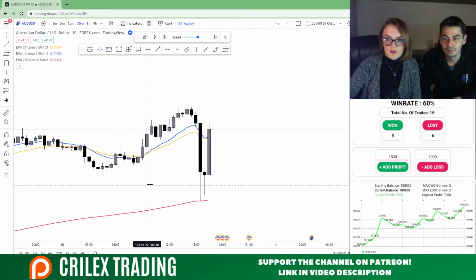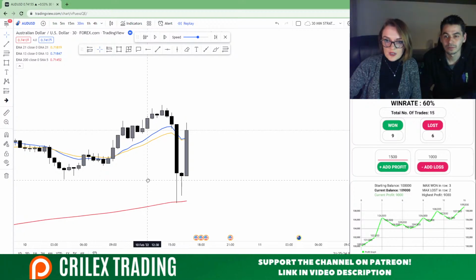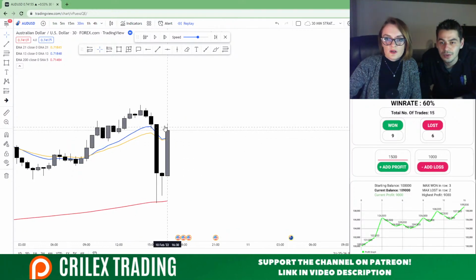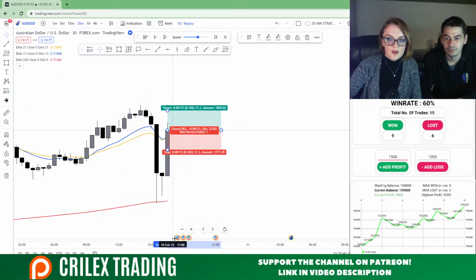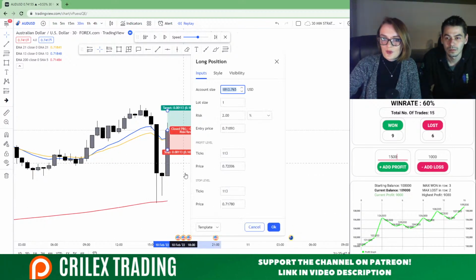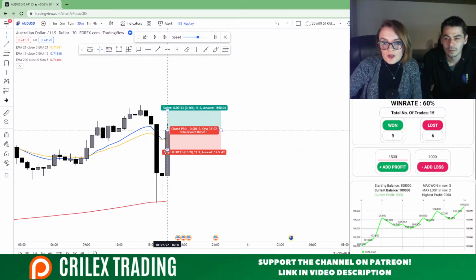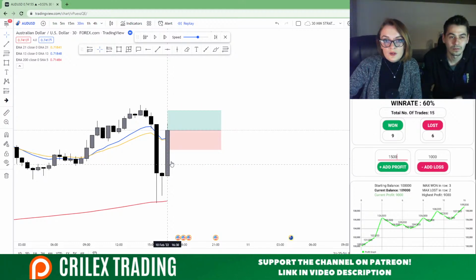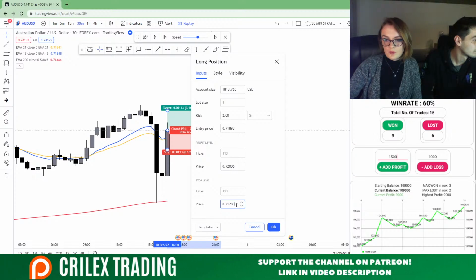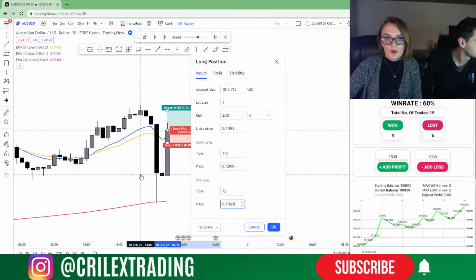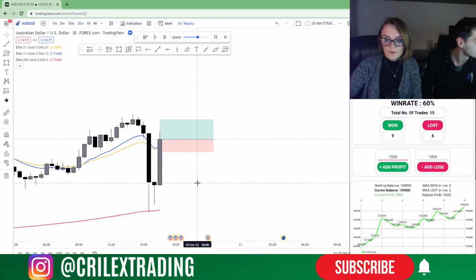All right, so I just scrolled again too fast, but as you can see here, entry, right? Yeah, this is an entry because the cross is still to the upside. I expected the market to be choppy in this news period, so that's why I just scrolled. All right, the stop loss here is 20 points below the 21 EMA.